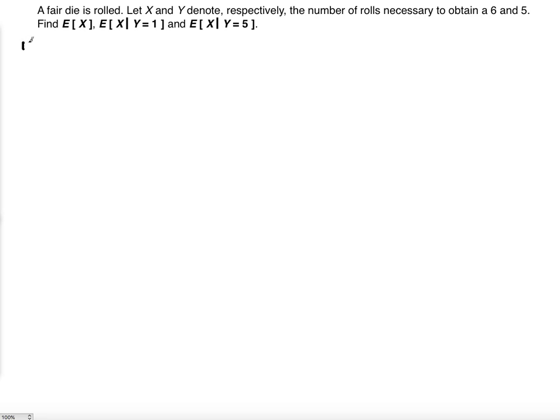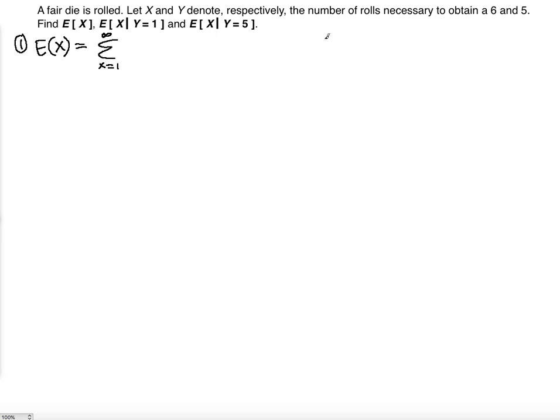Alright, so the first part is to just find the expected value of the random variable X. We will denote it simply like this, as given. And this is equal to the summation from the first trial to the infinite number of trials, right? Because we're going to infinitely roll the die to see the number of rolls necessary to obtain a 6 and 5.